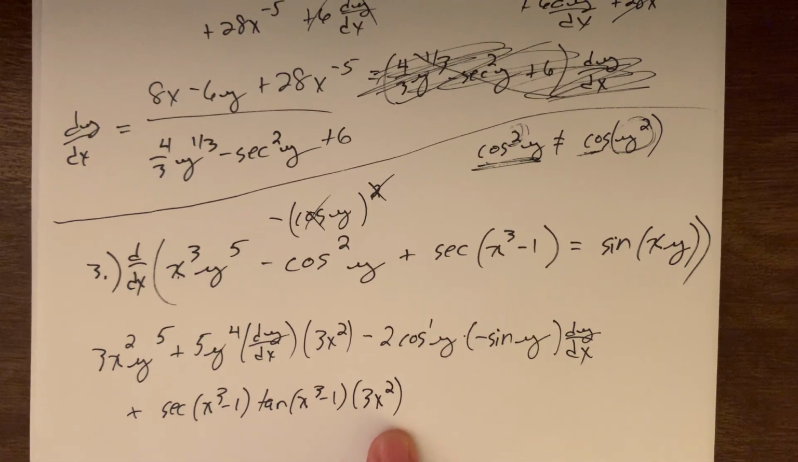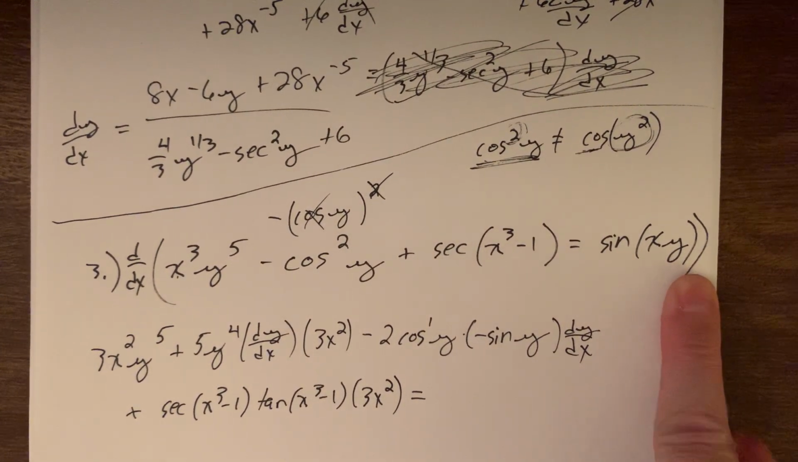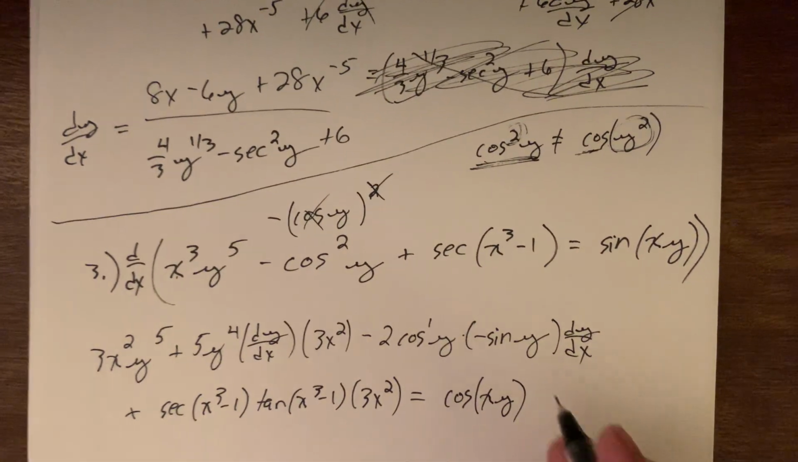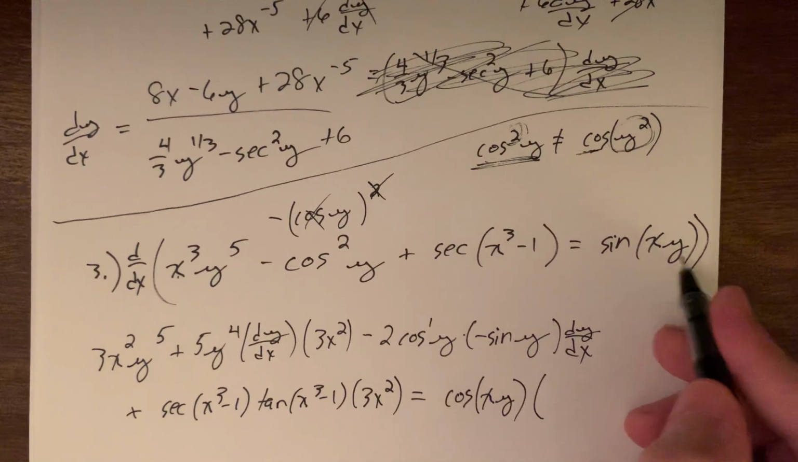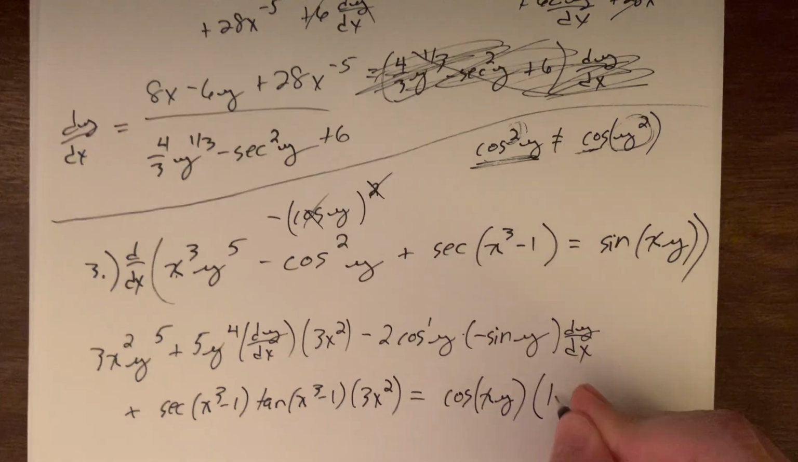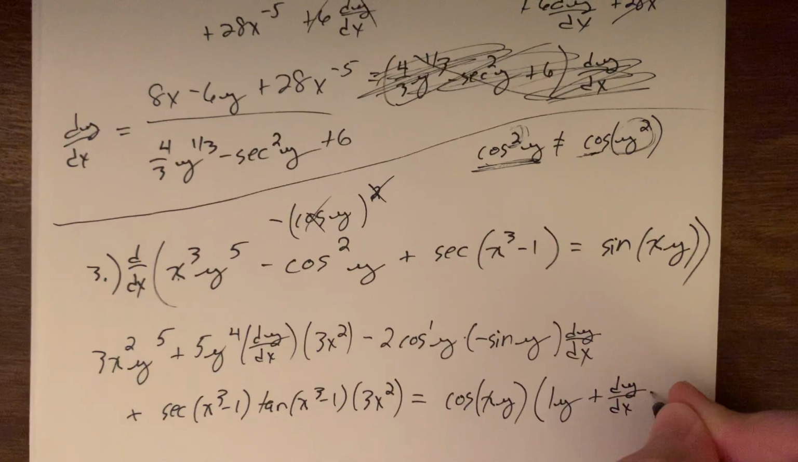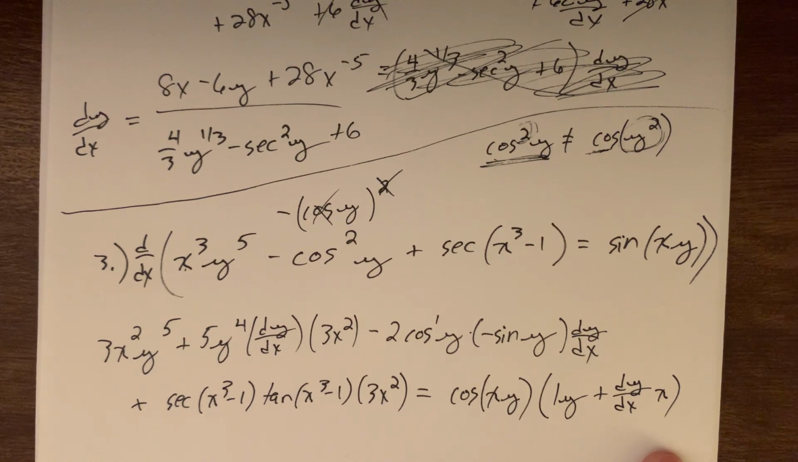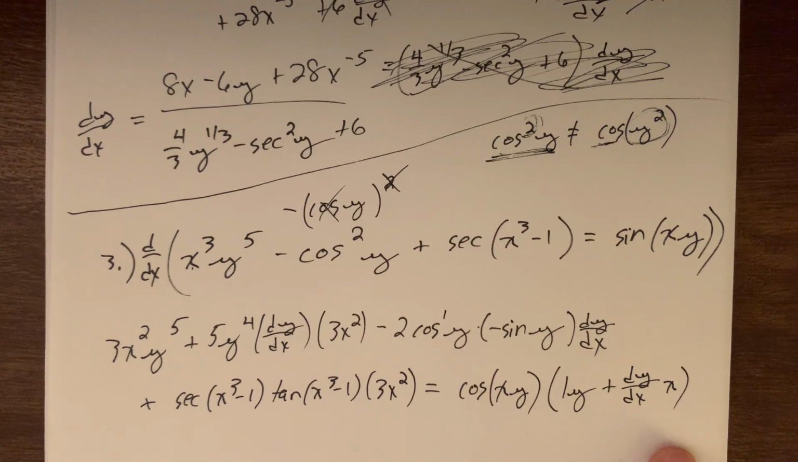But no y's here, so there's no extra marking, there's no extra dy dx. Equals, now take my derivative here, the derivative of sine is cosine, and the xy left alone, times the derivative of what's inside, so times, and now I'm using my product rule, derivative of the first times the second, plus derivative of the second times the first. And now I've got some work to do as far as solving, isolating dy dx.